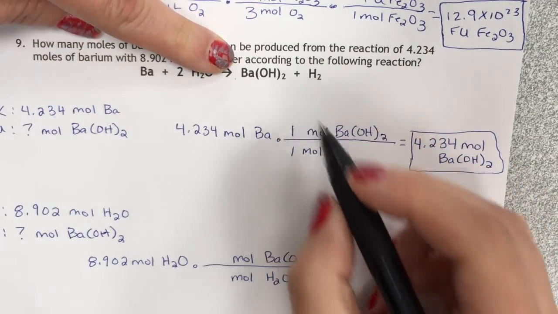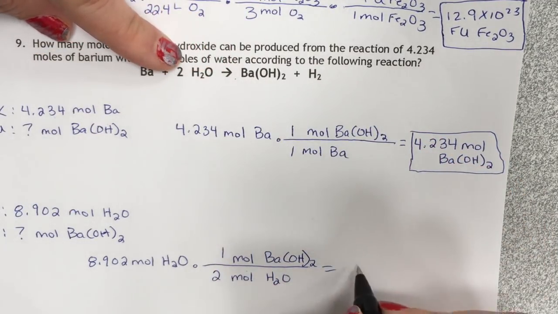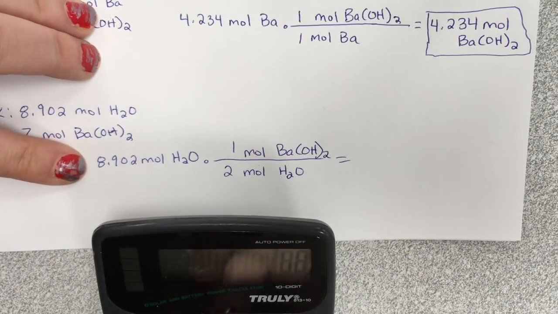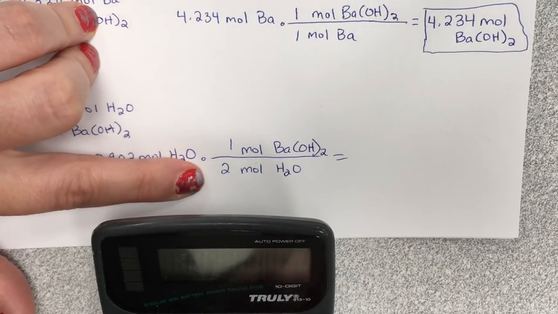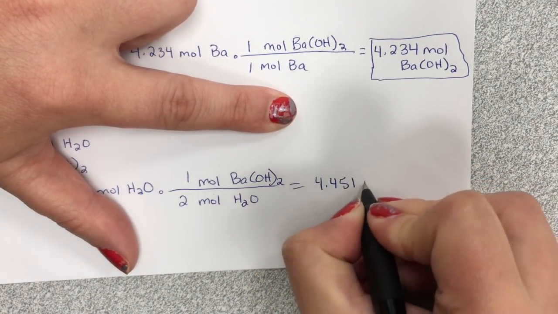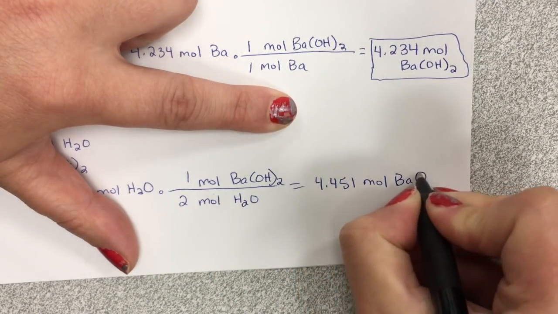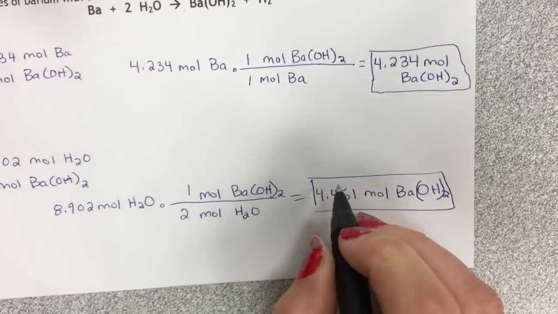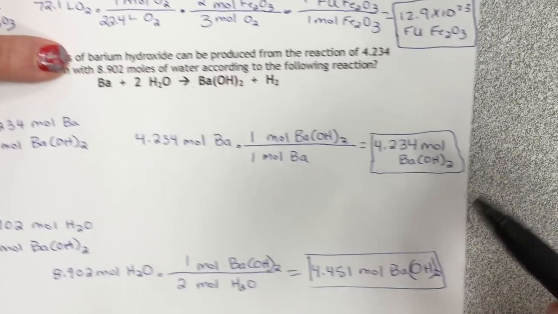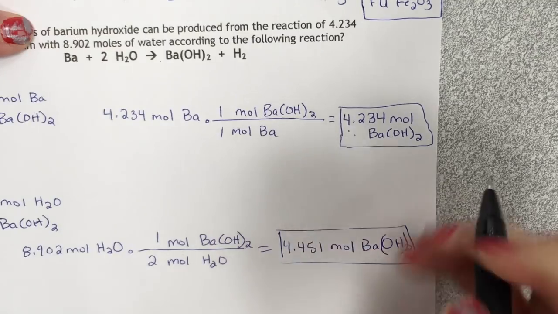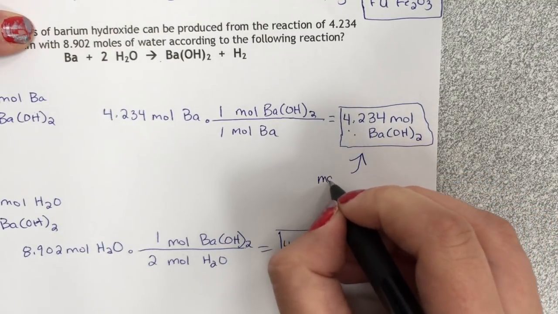And we look at the coefficients. We have barium hydroxide is 1, H2O is 2. So basically, if you want, you just divide by 2. So 8.902 divided by 2, and the answer is 4.451. 4.451 moles of barium hydroxide can be produced by this. Okay, so it's asking how many moles of barium hydroxide can be produced. So the maximum amount is the lowest amount. This is the maximum we can produce, 4.234. So that is the max.